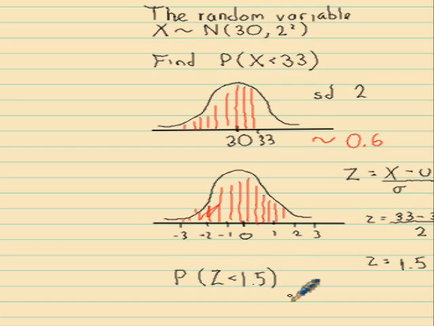So I can go to the back of the book, or the tables that you're using in the exam at least, and I can see that that equals 0.9332. Okay, and that's my answer. That the probability that this variable that we're interested in is going to be less than 33 is 93.32%.